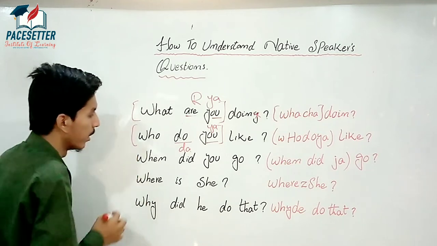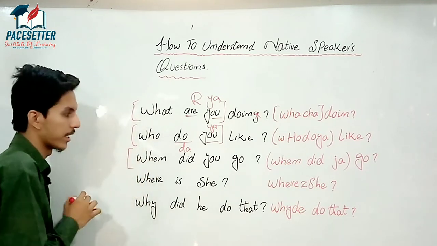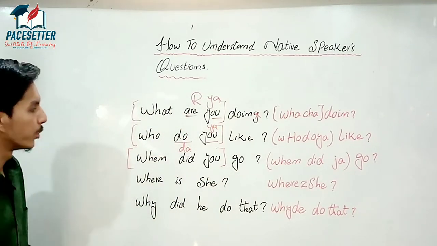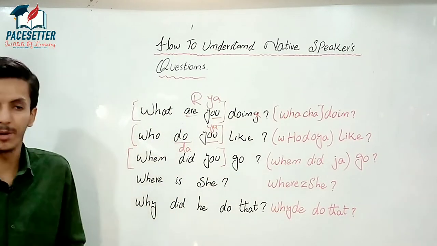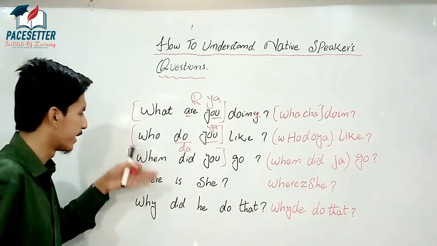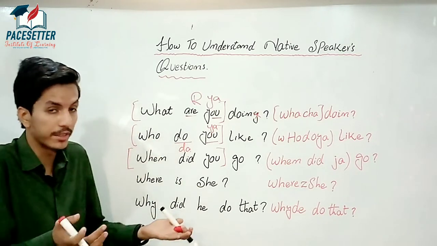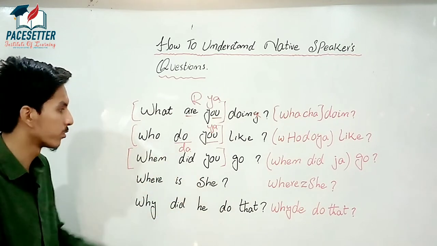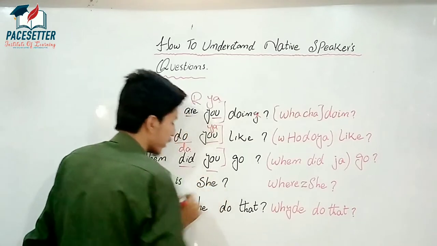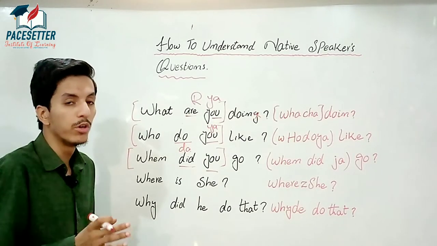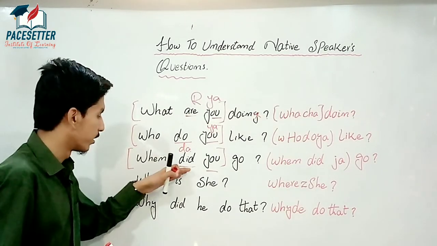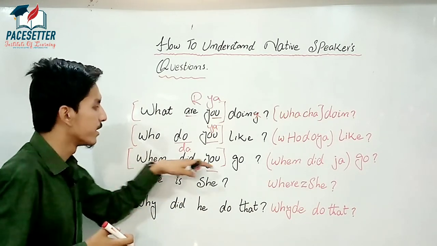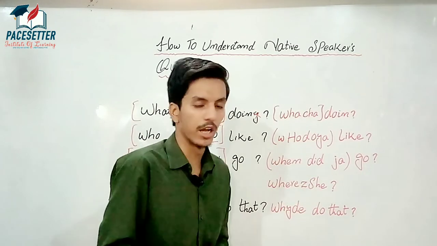Let's move on to the third sentence. It will also break into two words. When we ask anybody, we say, when did you go? But native speakers don't say it like that. It sounds like, when did you? After did, you becomes ja. Ja, okay? When did you go?